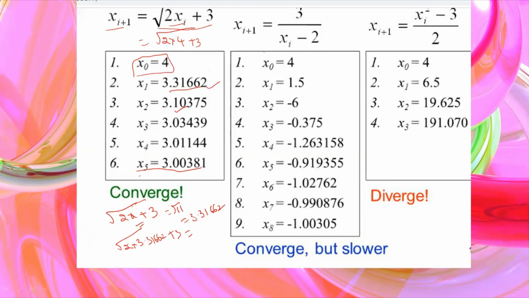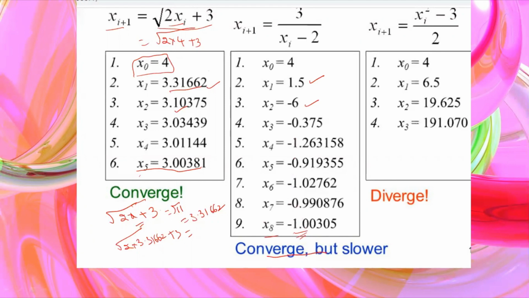Next, take the same x naught is equal to 4 and substitute here. 3 by 4 minus 2, that is 3 by 2, 1.5. Again 3 by 1.5 minus 2, minus 6. Again substitute, and you check the values. It is not at all converging. Converging means this sequence should converge to a value. But you observe here, it is converging, but very slowly. Up to some iterations maybe you will get nearer, but it is very slow. Up to 8 iterations also, we didn't get a value.